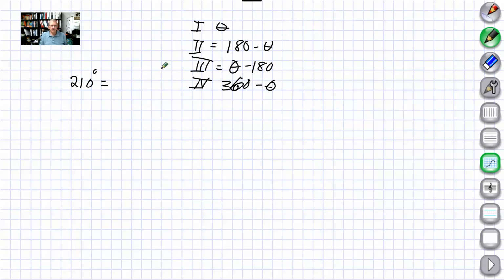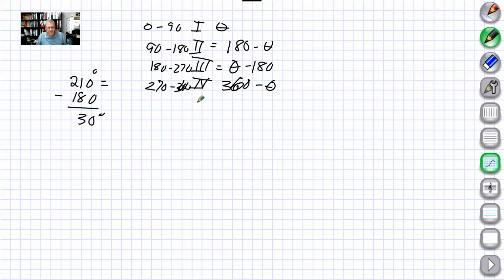So this angle is 210. This is 0 to 90. This is 90 to 180. We see it's bigger than that. This is 180 to 270. And this is 270 to 360. So we see our angle falls into this category. So we're going to subtract off 180, giving a 30 degree angle. So this is equal to 30.